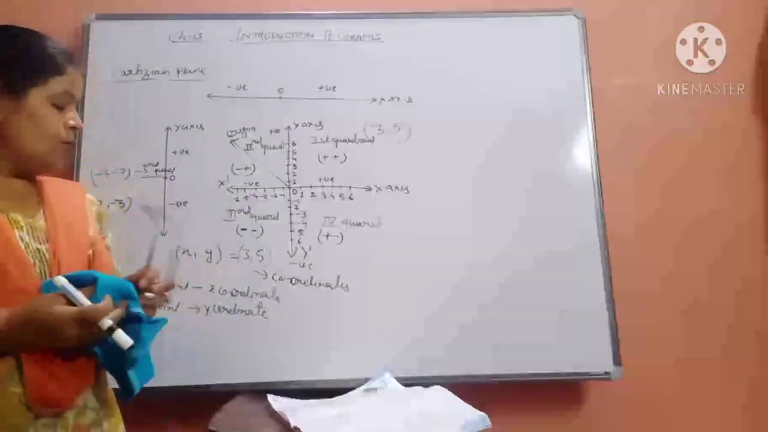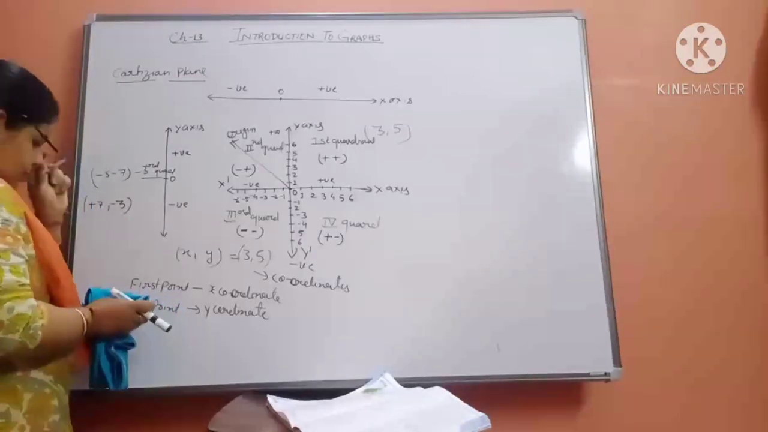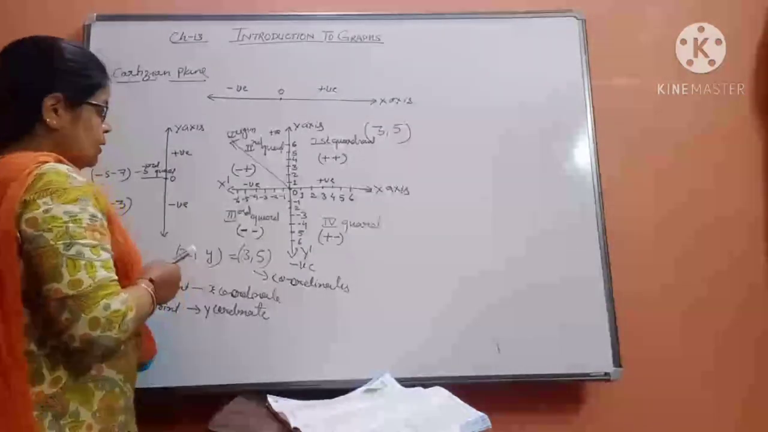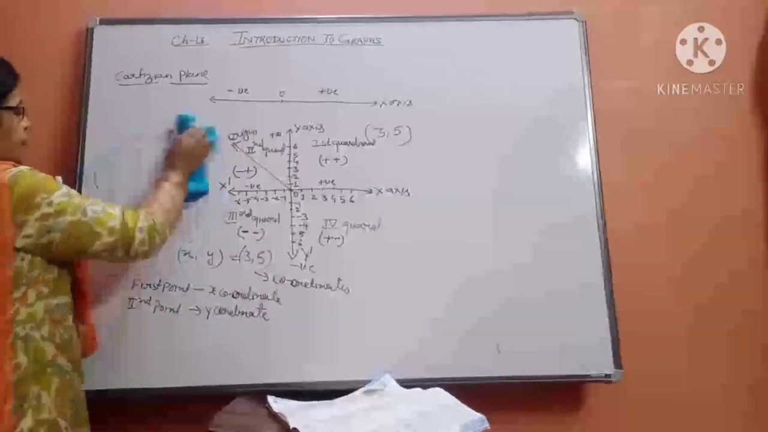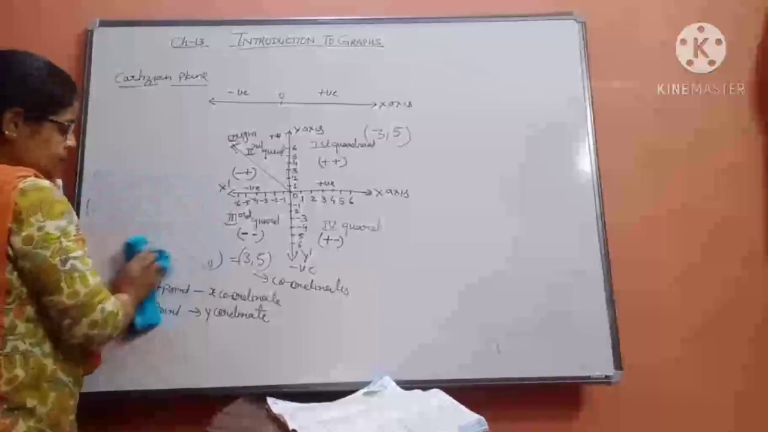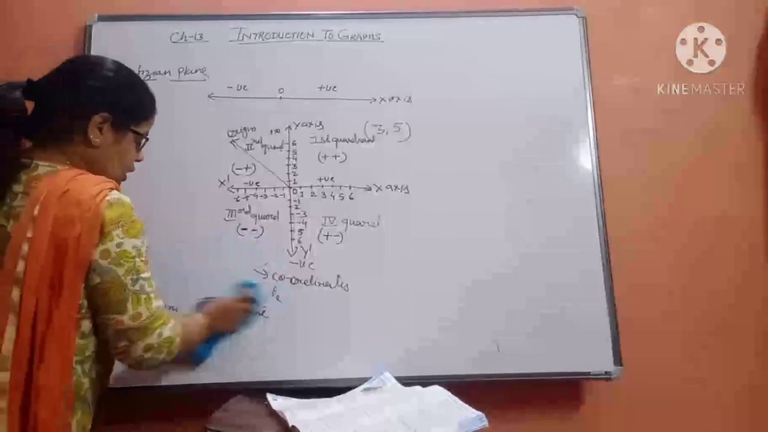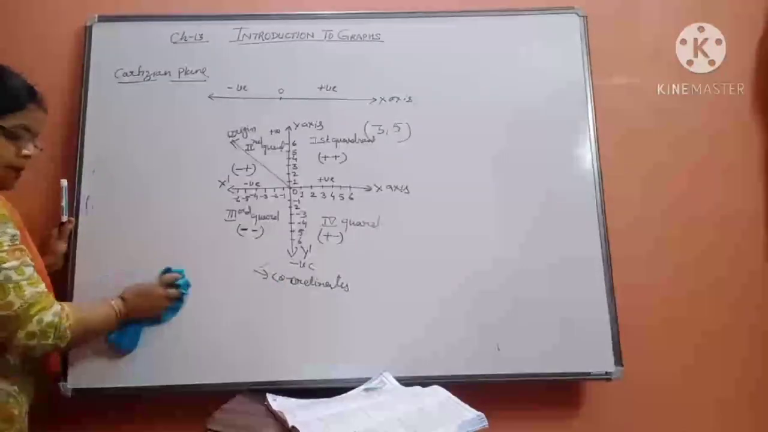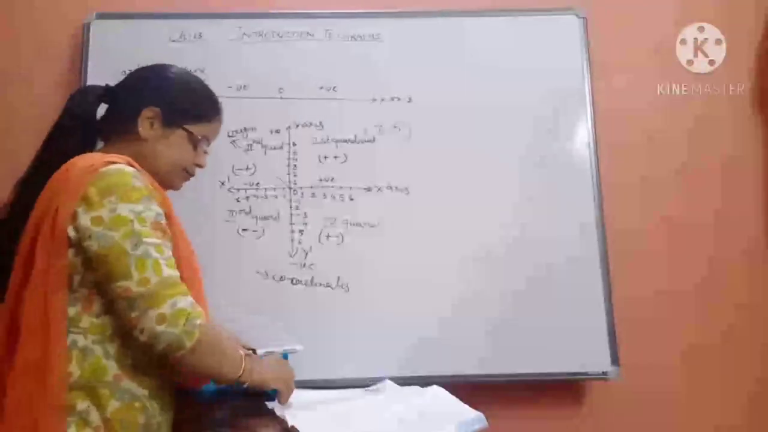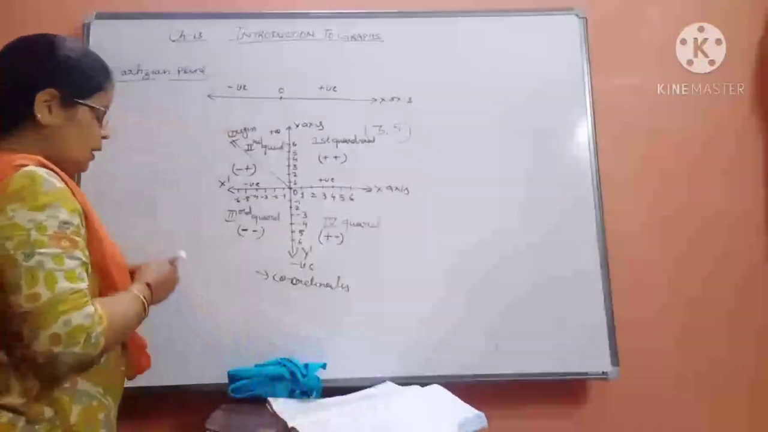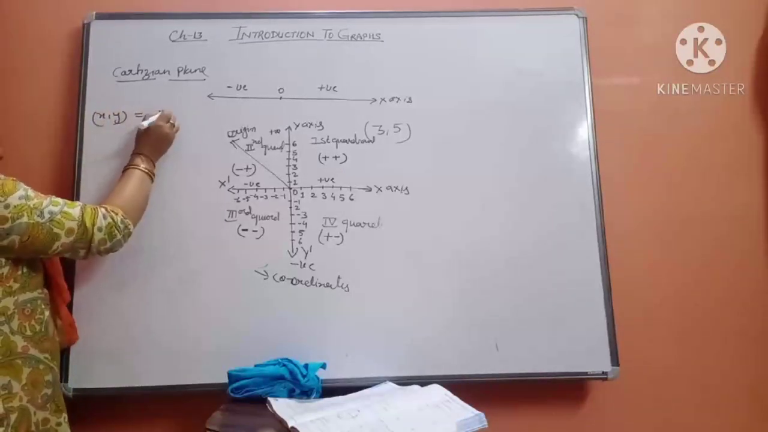Okay beta, now we are coming to the next thing. I explained to you that x coordinates are always written in an ordered pair. Ordered pair means in a particular order. Okay, now see, x comma y, suppose 5 comma 7.